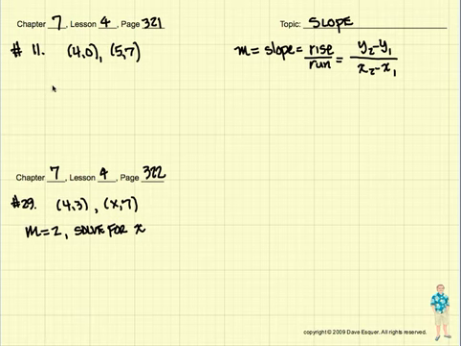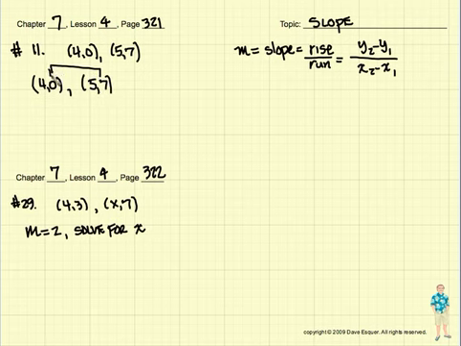Problem number 11, let's get started. Let's calculate that slope. So we're going to go with 4, 0, 5, 7. And like we did in class, let me get rid of this stuff. We're going to draw some arrows. We're going to put the y's on the top. We're going to put the x's on the bottom. So the x's go on the bottom, the y's go on the top.